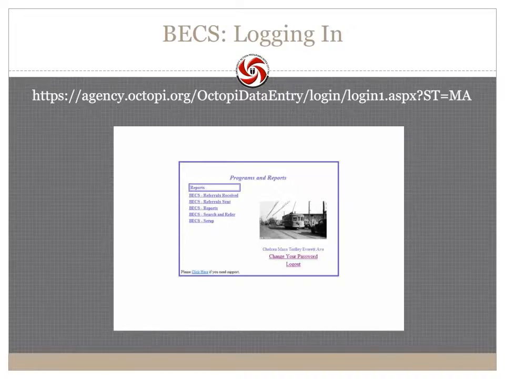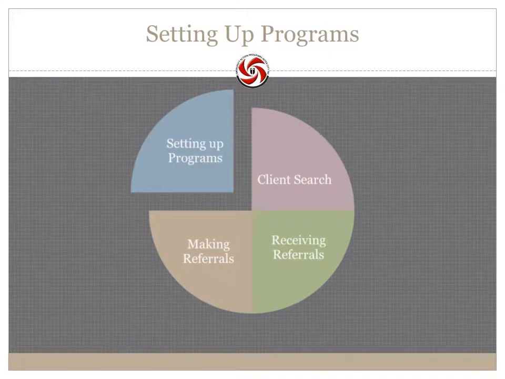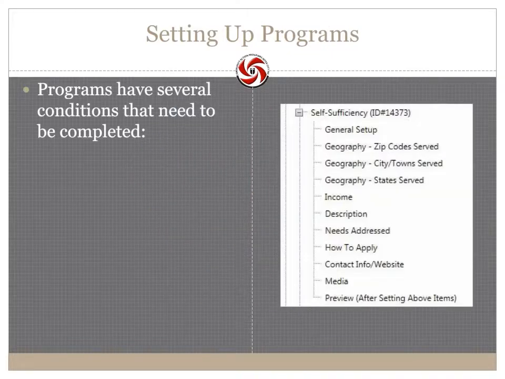First, we'll take a look at setting up programs in BECS. For each program you have in BECS that other agencies can refer clients to, there are a number of items that need to be completed, such as geography, income levels, program description, and needs addressed. The more accurate and detailed this information is, the better chance that someone searching for a program that addresses one of their clients' needs will be sent to your agency and your program.